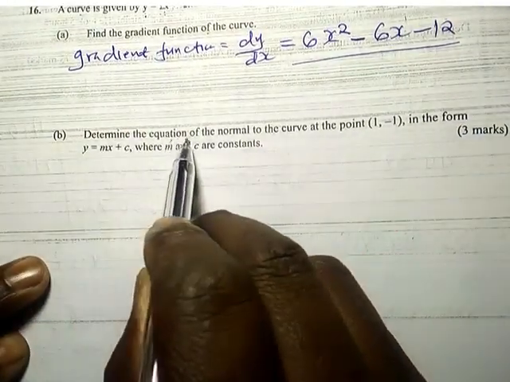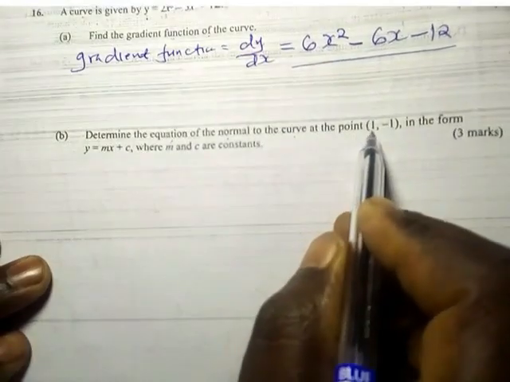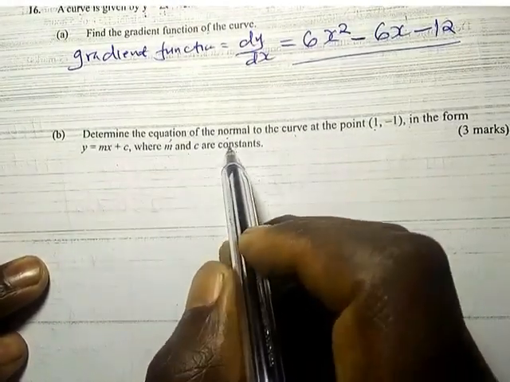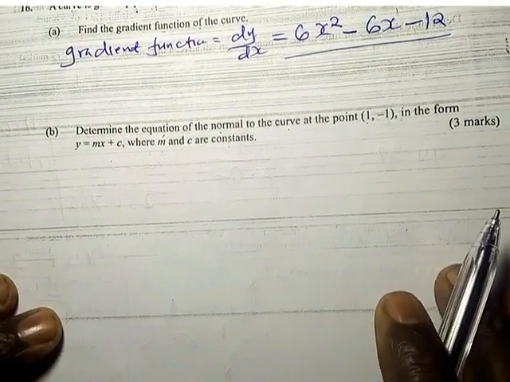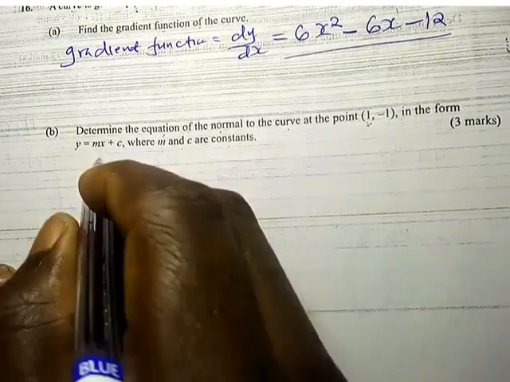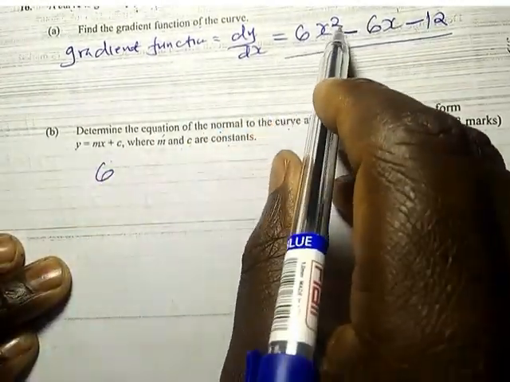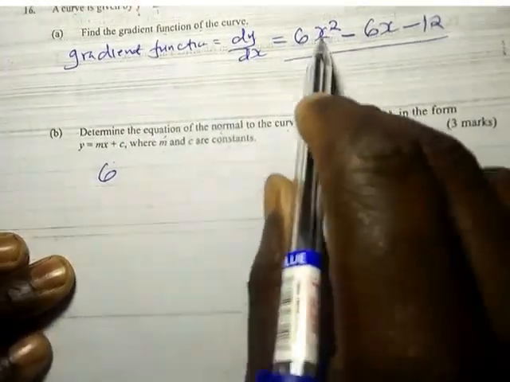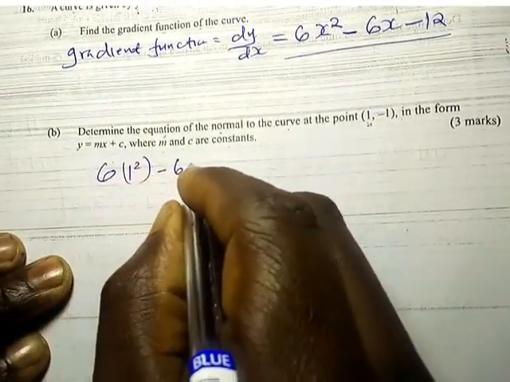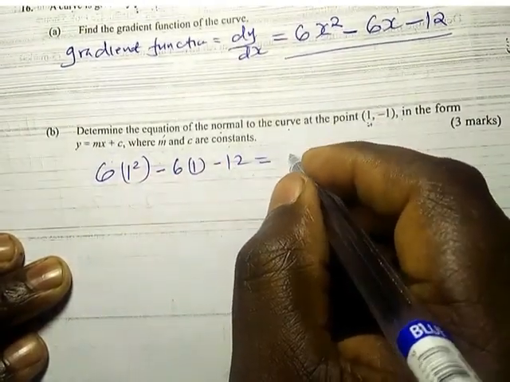Determine the equation of the normal to the curve at a point this, if in the form of this, where m and c are constants. So first, let us get the gradient at x when x is 1. This is the gradient function, so we will substitute 1 where we have x. 1 squared minus 6 times 1 minus 12, and the gradient is negative 12.